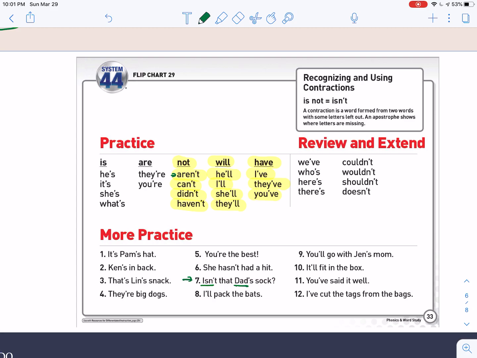She hasn't had a hit. Did you put your thumb up on hasn't? That's correct. Now let's read number 8. I'll pack the bats. Did you put your thumb up on I'll? Great job. I'll is a contraction for I will.